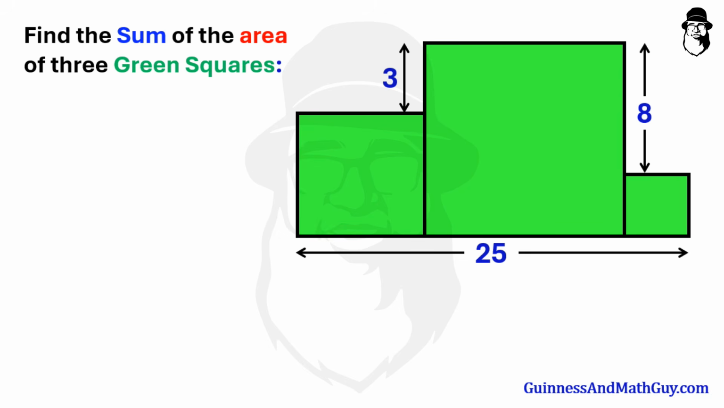In this video, I'll show you how to find the combined area of these three squares, where the sum of all sides, the side of this medium square, the side of this large square and the side of this small square, is equal to 25 here, and from this place to this place we have 8 units, and this length is 3 units.